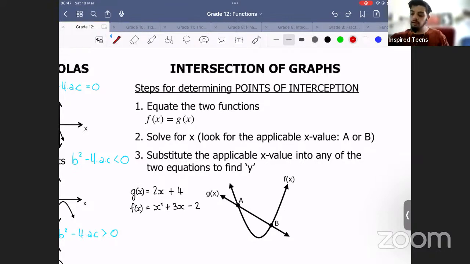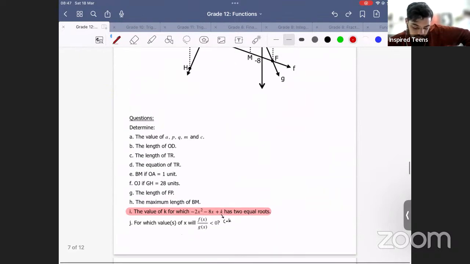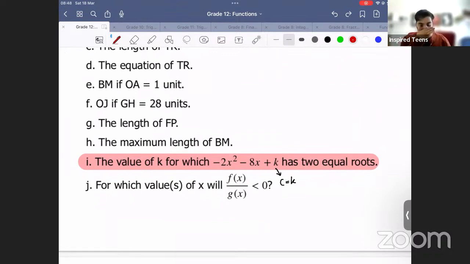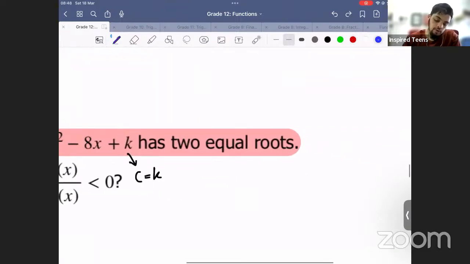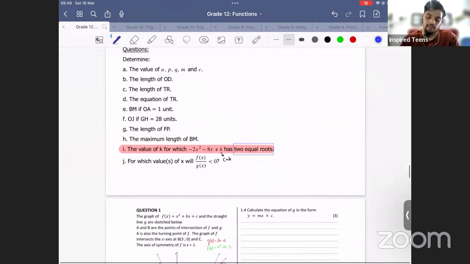So let's have a look at our roots question. You get something like this. Right now, it doesn't really matter what the function is, we can work with it just from this question alone. It says the value of k for which negative 2x squared minus 8x plus k has two equal roots. So for now, we're not worried about the function. Let's look at this: two equal roots. We always work with the discriminant. What does it mean for the discriminant?